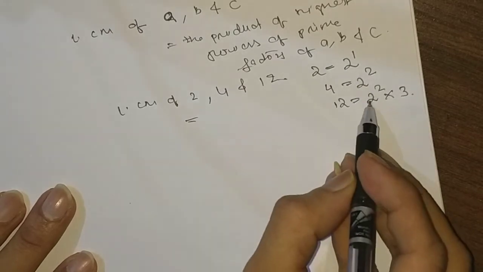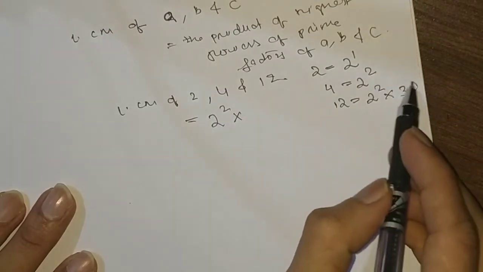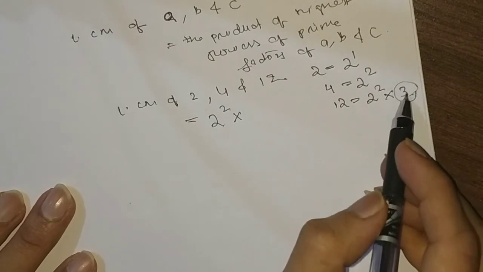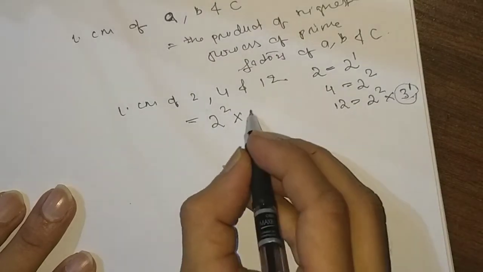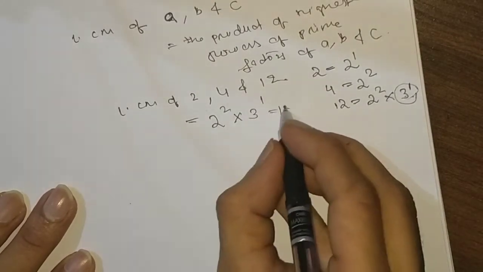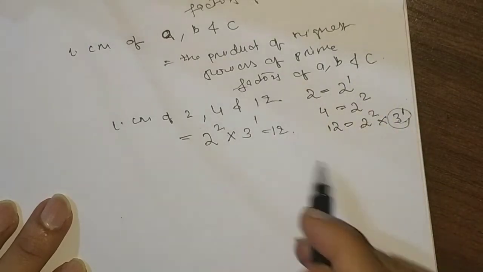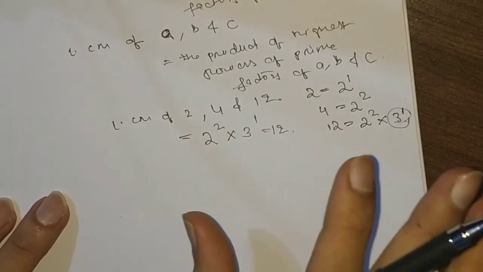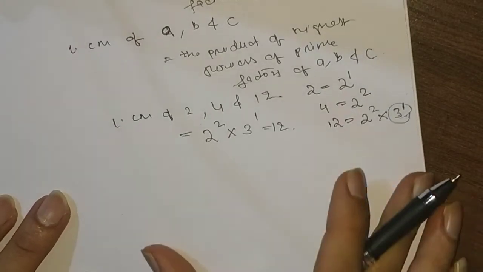Now 1 prime is 2, the highest power here is 2 raised to 2, multiplied by the next number, which is 3, the highest power is 3 raised to 1, in all these numbers. So you will get the LCM as 12. So what you are doing here is taking the LCM of 3 numbers together. So you can take the LCM of 3 numbers together.